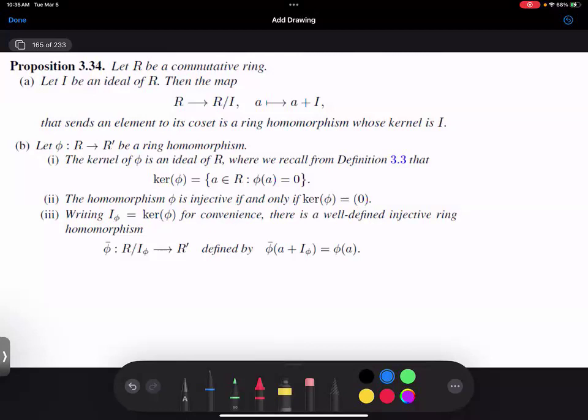So as always, I am a huge stickler for good notation. Why do you think we're writing I sub phi for the kernel of phi?